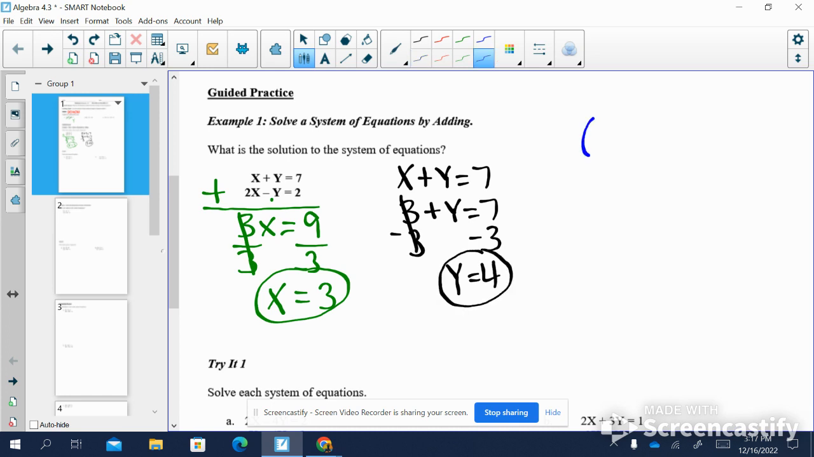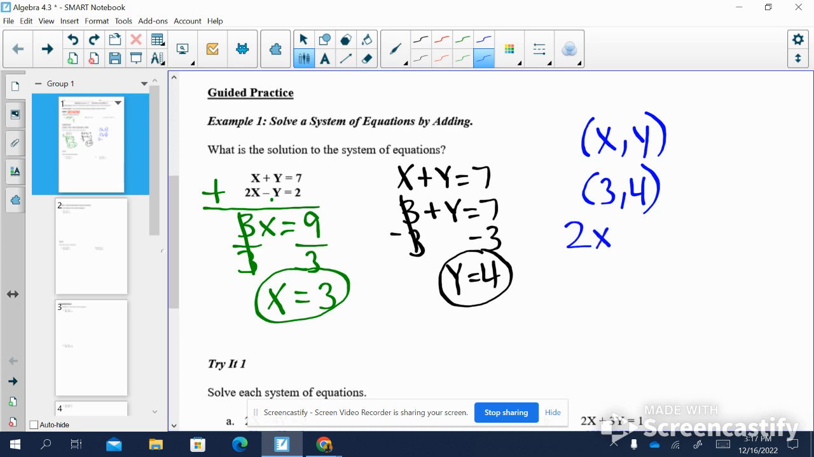So my solution is going to be set up x comma y. So my x value was 3, my y value was 4. But don't just take my word for it. Let's double check by using the second equation now.